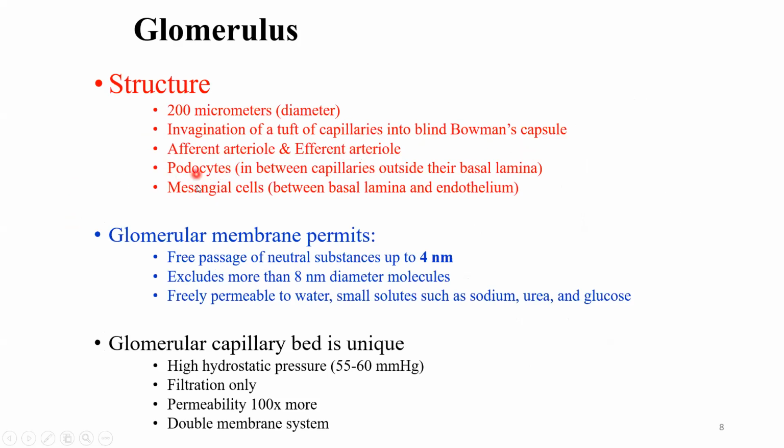Now, there are two types of cells, the structure of which we'll shortly be looking at. One is the podocytes, and the other is the mesangial cells. The important anatomical difference is that the podocyte is outside the basal lamina of the glomerular capillaries, while the mesangial cell is within the basal lamina and the endothelium of the glomerular capillaries. So the mesangial cell is part of the wall of the glomerular capillaries, while the podocyte is outside, stuffed in the tufts of the whole glomerulus, while the mesangial cell is part of the wall.